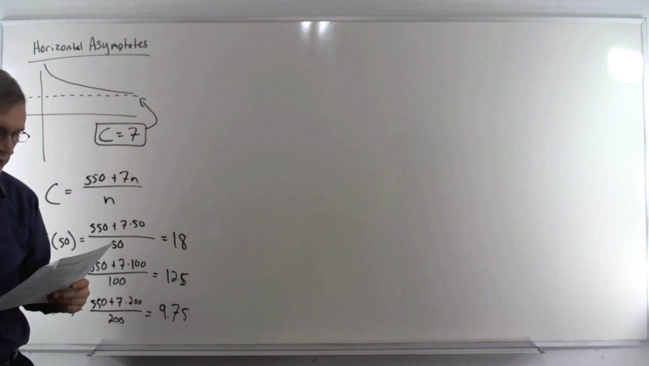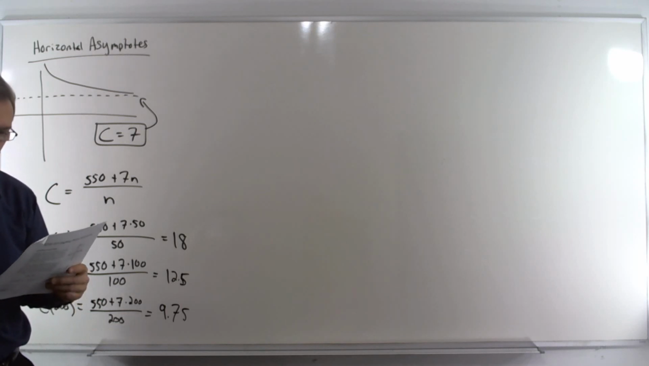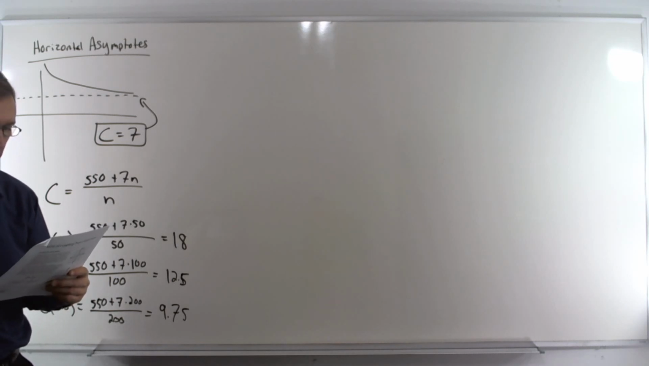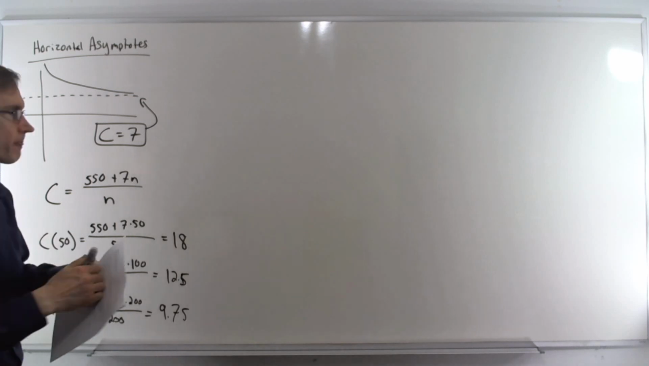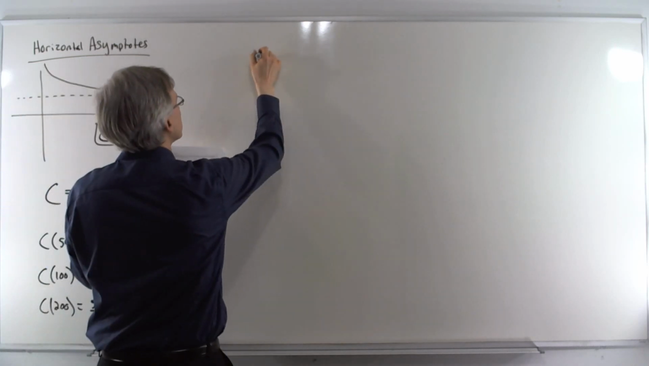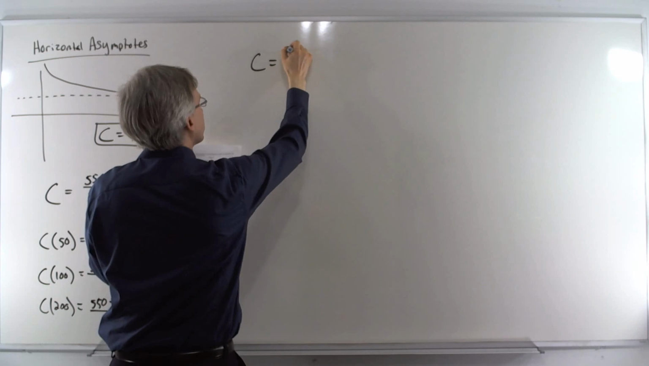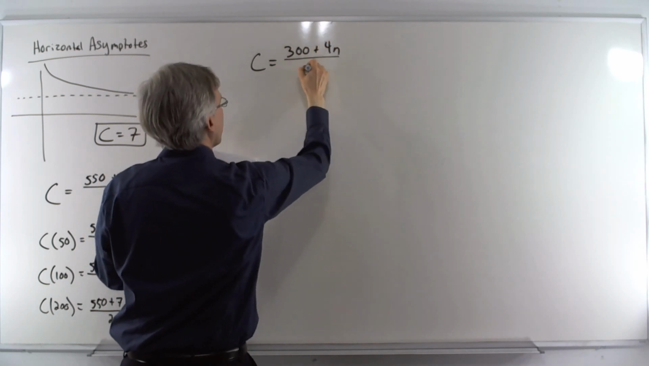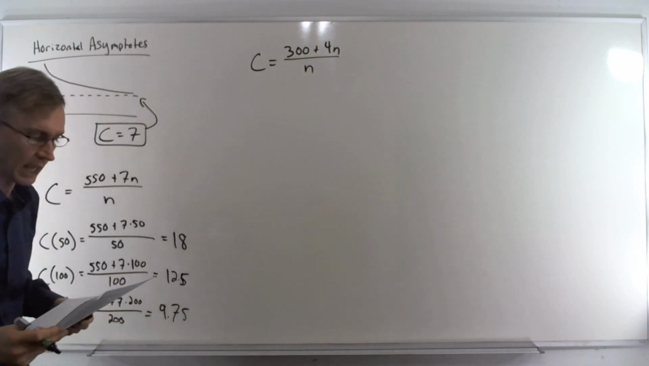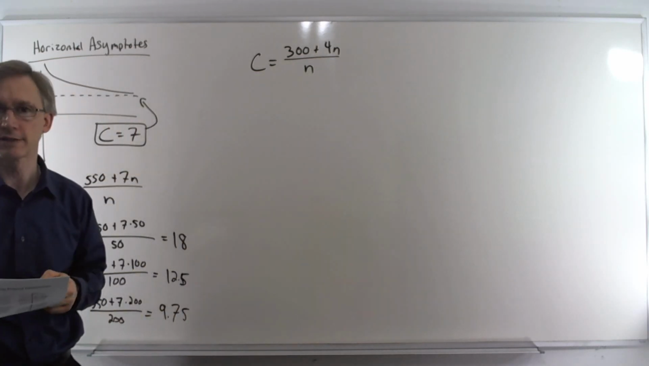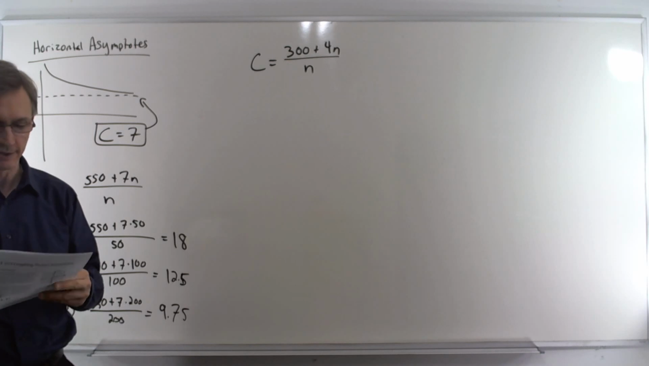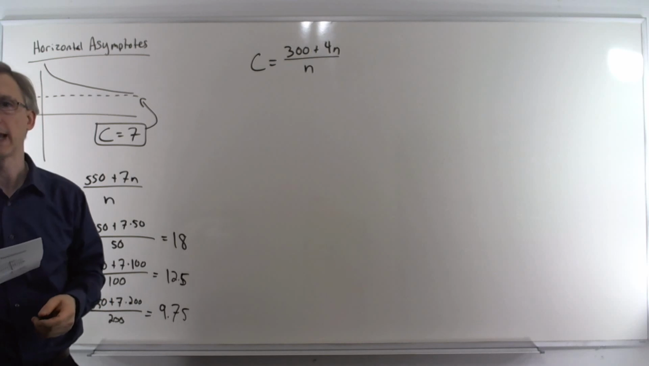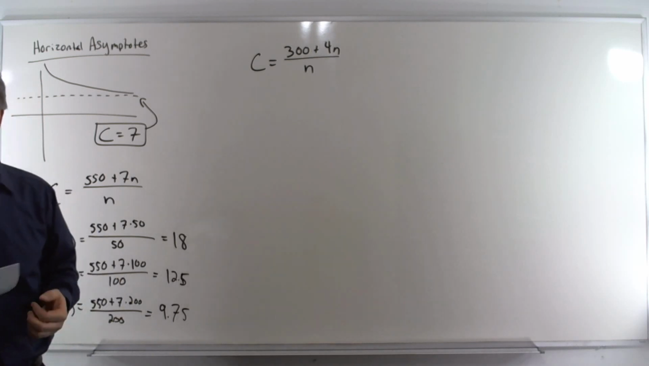Your turn. Some friends are renting a large hall for a party and are figuring out how much to charge each guest. The cost per guest is given by the formula C equals (300 plus 4n) over n. And C is the cost per guest, and n is the number of guests. So to find the horizontal asymptote, the cost is going to be calculated for large numbers of guests.